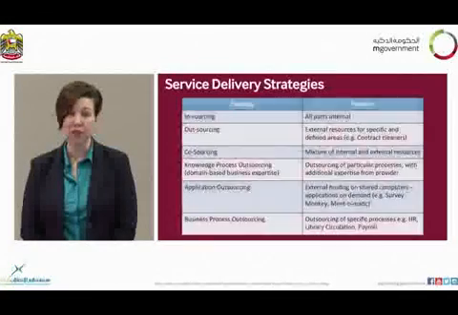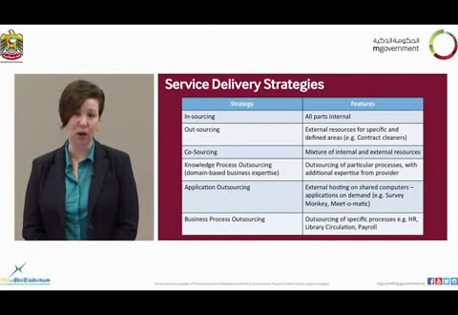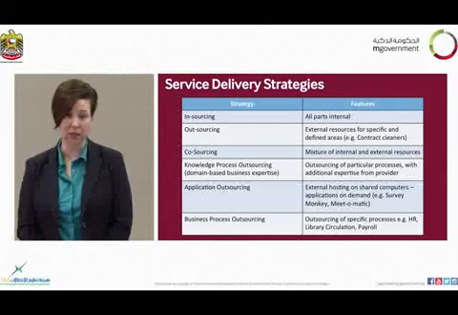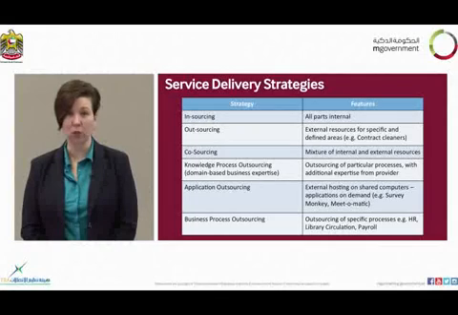There are multiple service delivery strategies as we talk about the SDLC. In general, we can insource all of our strategies, we can outsource, or we can co-source. When we insource our service, we're doing all of the work ourselves. When we outsource, we give all of the work to a third party.